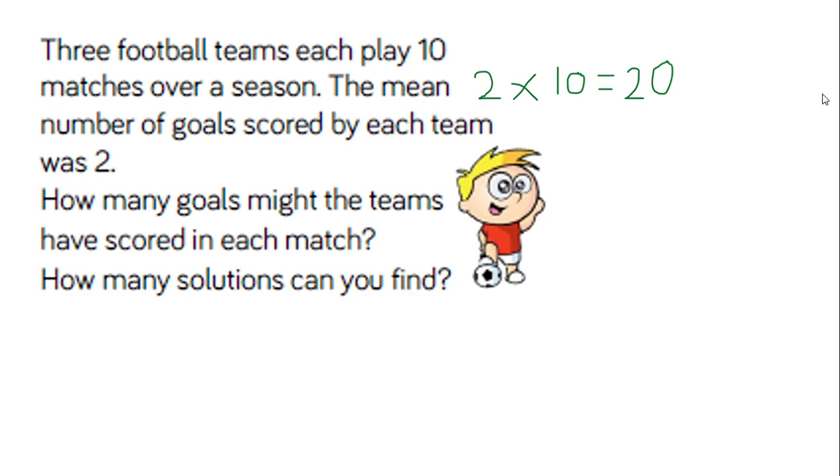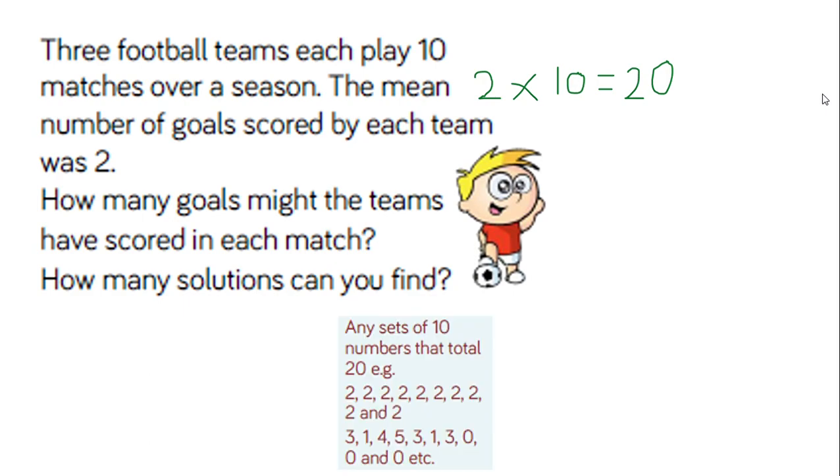So basically, you know that there was 10 matches, so you need to find 10 numbers that add up to 20. Okay, so it might have been as simple as 2, 2, 2, 2, 2, 2, 2, or you might have mixed it up like the one at the bottom, so you included some zeros. So there's lots of different possibilities. Well done if you found more than 2.